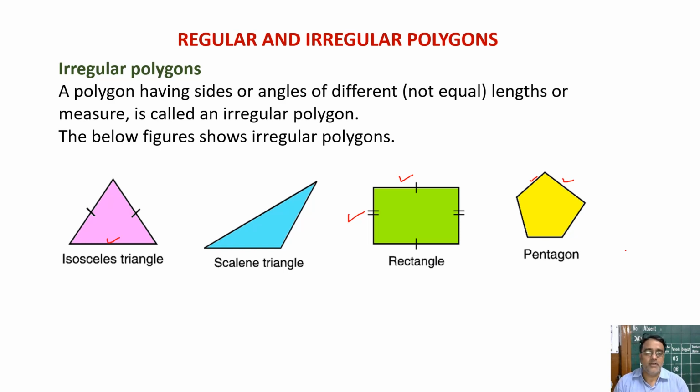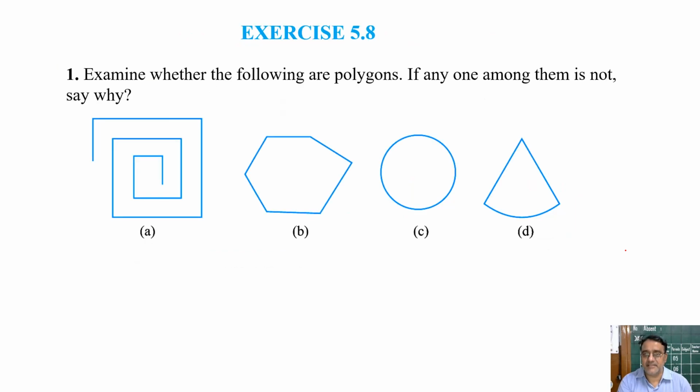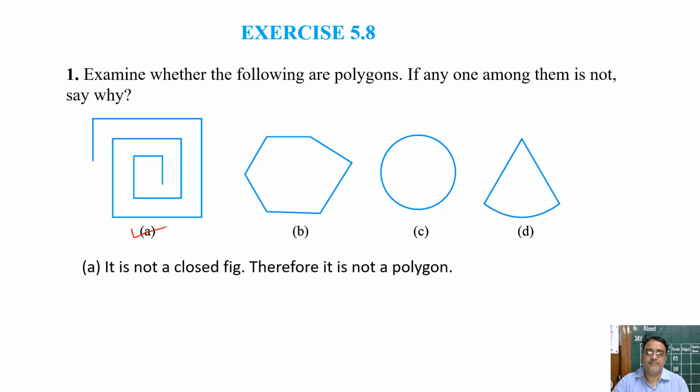Okay, so now we are going to start the next exercise, exercise 5.8. First question. Examine whether the following are polygons. If any one among them is not, say why. The first one, it is not closed, right? It is not closed, that is why it is not a polygon. Next, this is a polygon of how many sides?